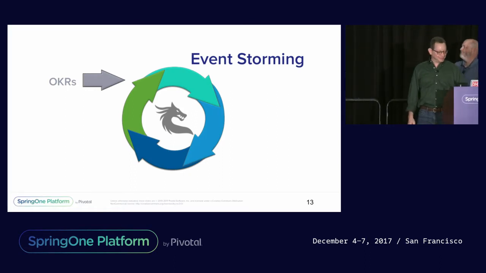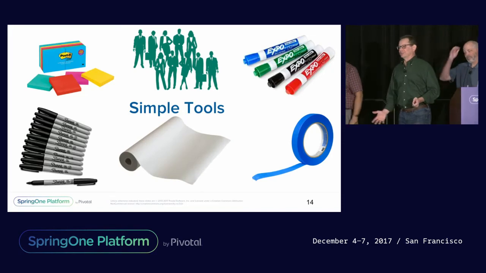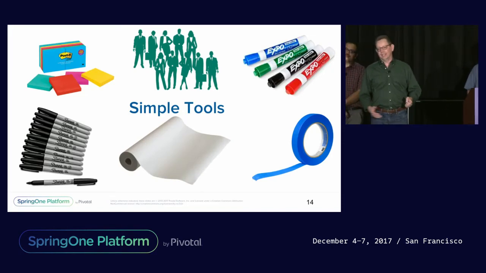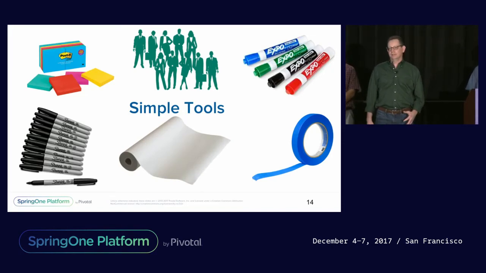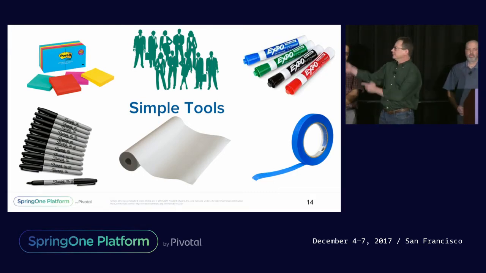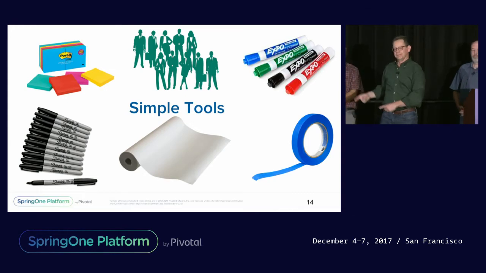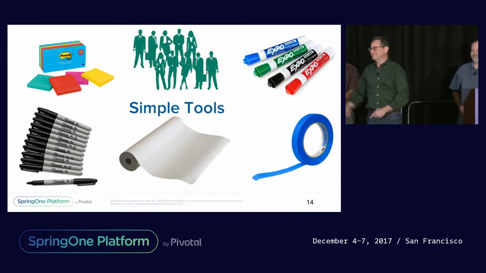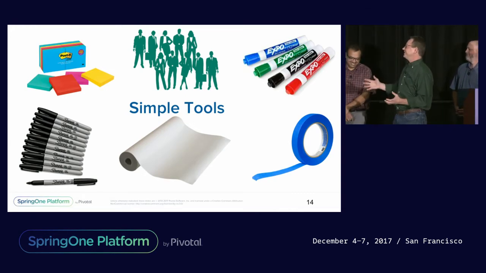So the next stop is event storming. All right. So what is event storming? Event storming is a process to build a domain model for your business application using very simple tools. The simple tools are all those people standing up top. That's a bad joke, but nobody got that. Okay. So anyway, you have to have a lot of people.